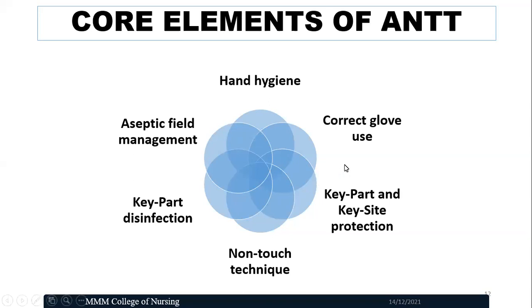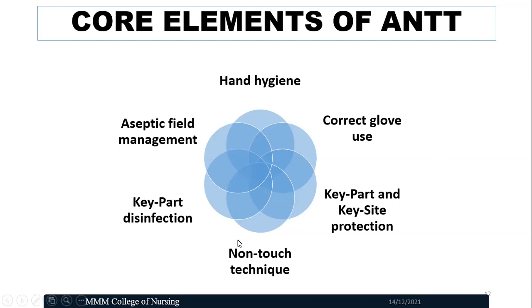The second core element of ANTT is using the correct glove. That is, appropriate use of gloves and other personal protective equipment to reduce the transmission of harmful microorganisms. The third element is key part, key site protection. It is a method of identifying, strictly not touching, and protecting from touch contamination the most critical parts of the procedure equipment.